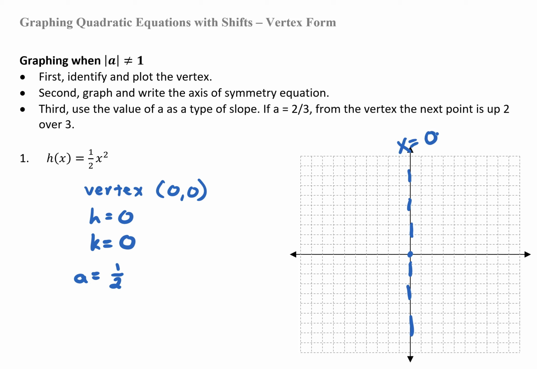Next, using the amplitude of 1/2, I'm going to start at my vertex and go up 1 and over 2. It acts kind of like a slope, but this isn't a quadratic, so it only works for the first points that are to the left or right of the vertex. Now I create my parabola by connecting my values, and that is the graph of h of x equals 1/2 x squared.